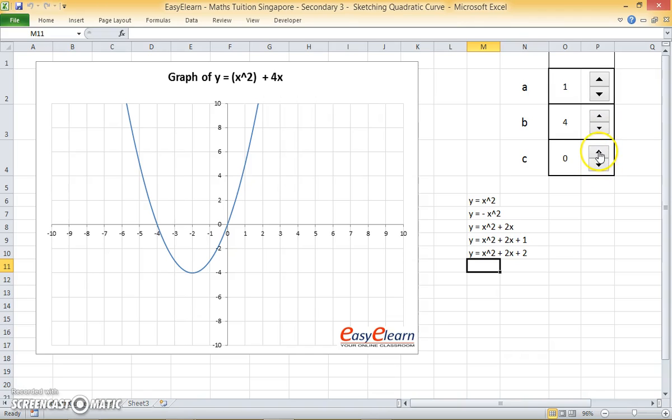When you change the c value, it is like shifting the curve up or down. The whole curve goes up or goes down. So c is actually the y-intercept value. You can see now the y-intercept value is minus 2 because the c value is minus 2.